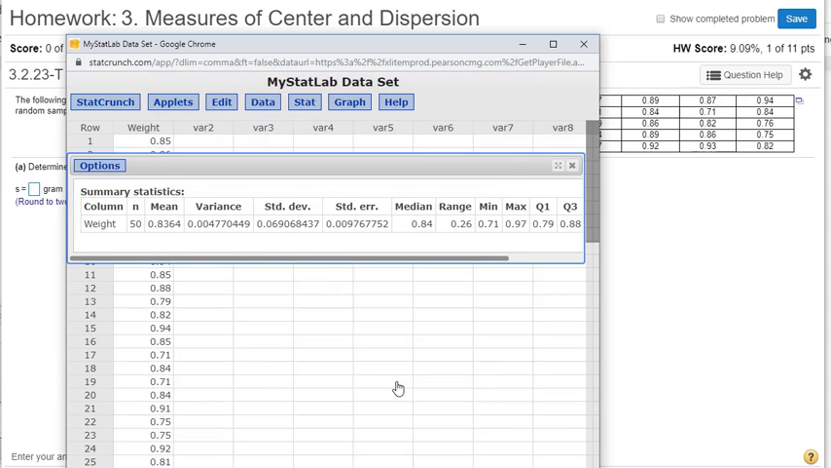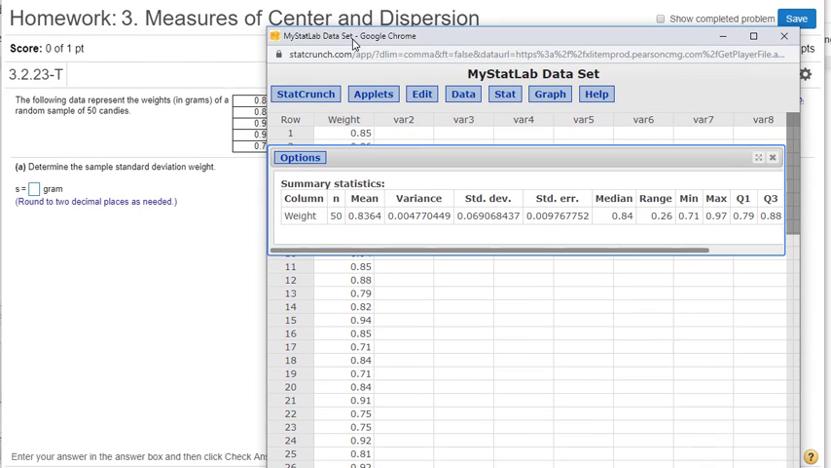Press compute. Okay, so the standard deviation is, and we always have to pay attention to rounding to 2 decimal places, 0.07.